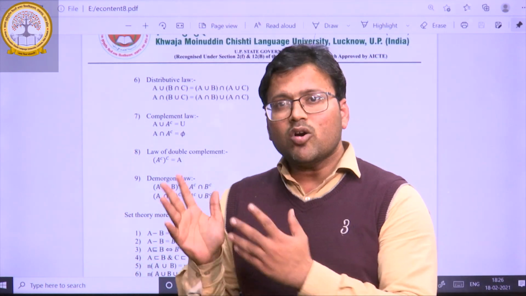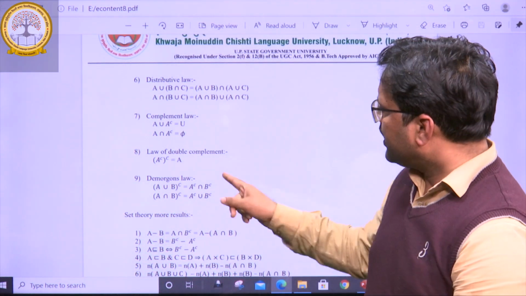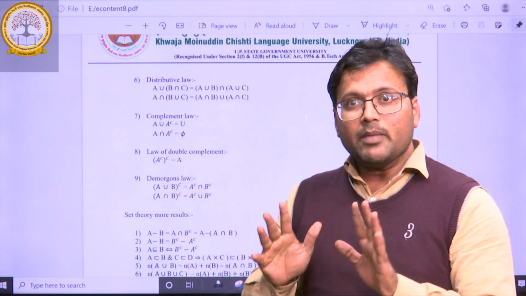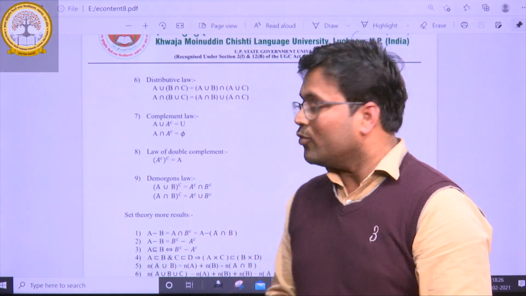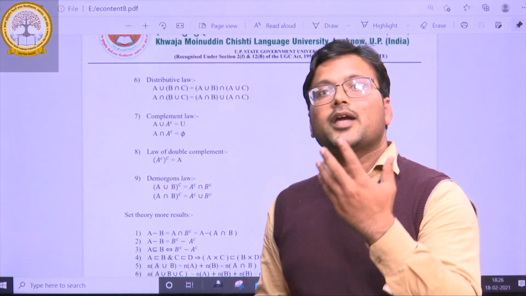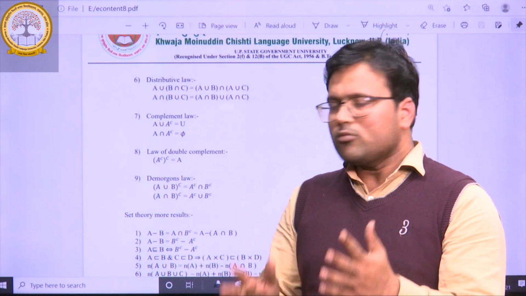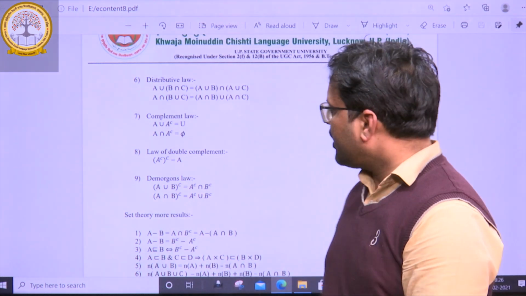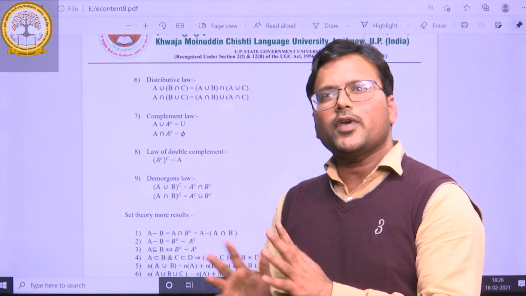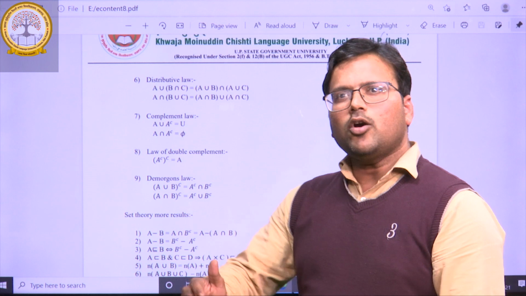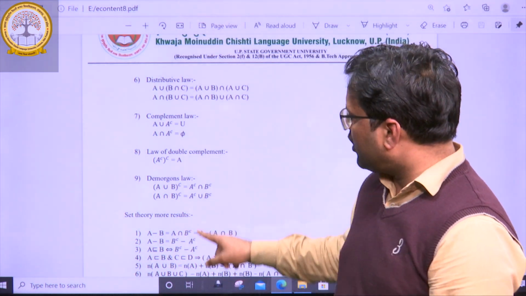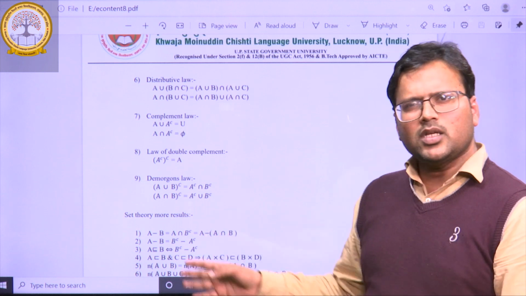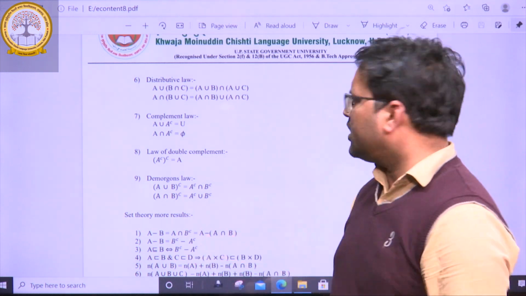De Morgan's law says that the complement of A union B would be equal to A complement intersection B complement, and the complement of A intersection B would be equal to A complement union B complement. Now these are the results of set theory.